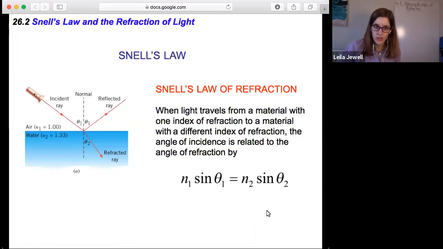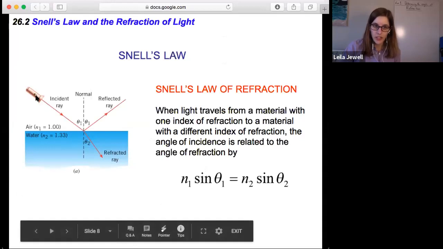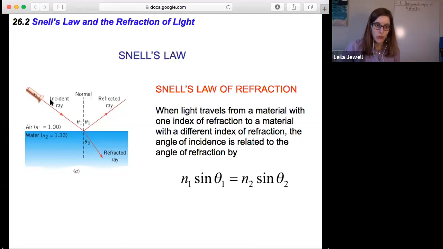Now, what does this mean? Well, we could imagine we have a light source like this flashlight or laser that's being shown through the air, right? And we know from last chapter that when it hits the surface of the water, some of that light will reflect off the water, and it will reflect at exactly the same angle of incidence. So that's theta 1 there, which we note is the same on both sides. Theta 1 is equal to theta 1.